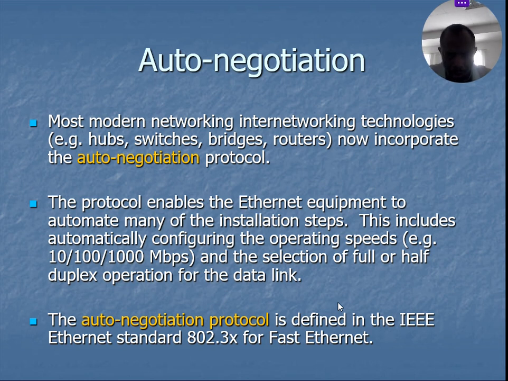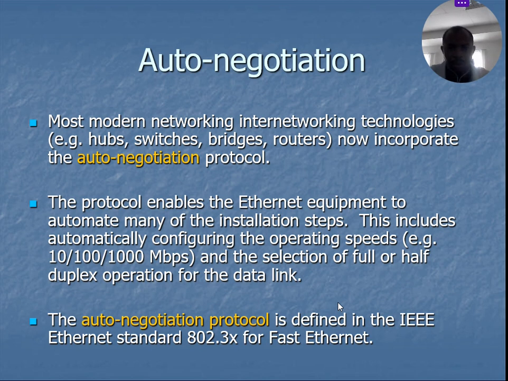Now, this protocol enables the Ethernet equipment to automate many of the installation steps by itself. Normally in installation we do it step by step, right? But auto negotiation enables the Ethernet equipment, all your hubs, your switches, your routers, your bridges, to automate all the installation steps.